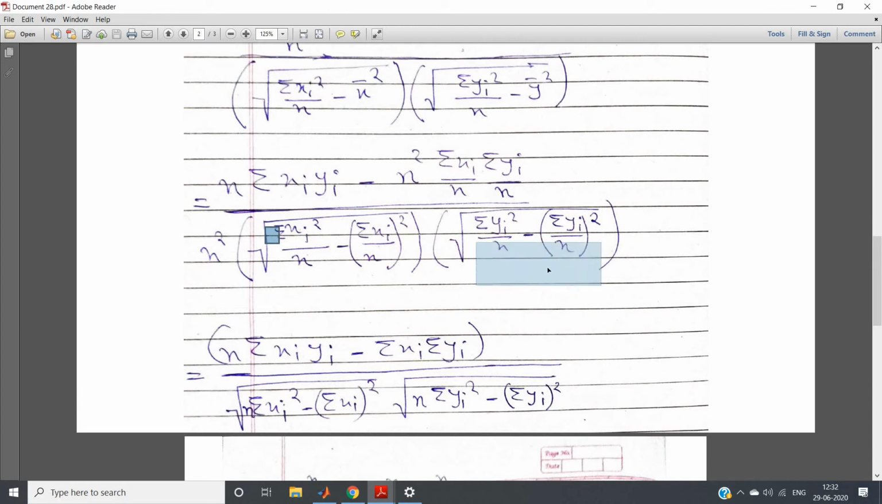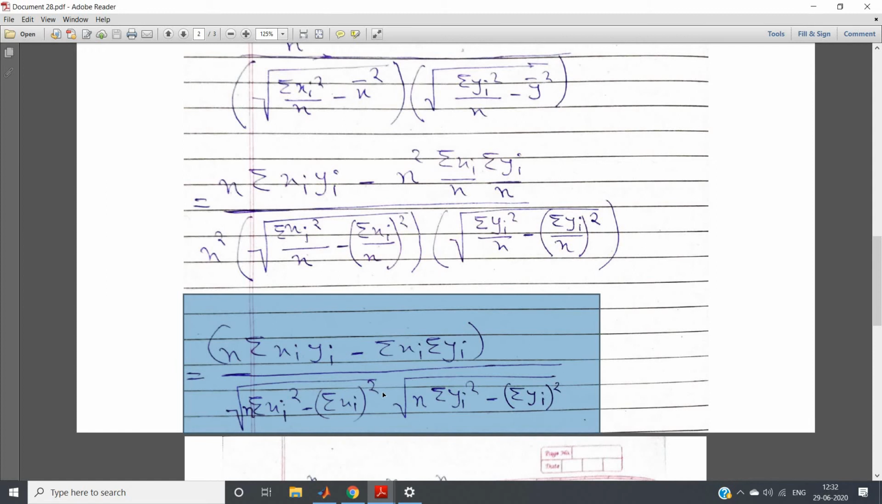There was n square in this part and n square in this part. When they come outside of the root over, they will come as individual n. These two n will become n square, and they will cancel this n square. That's all. So we can have this correlation coefficient equation like this.